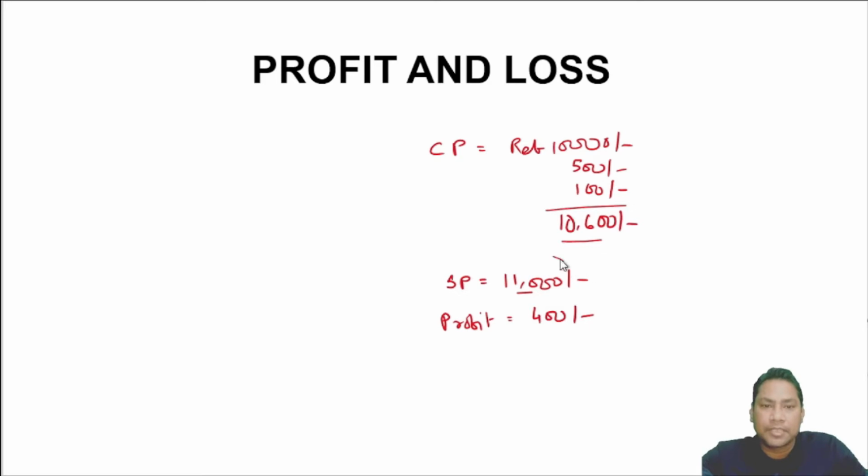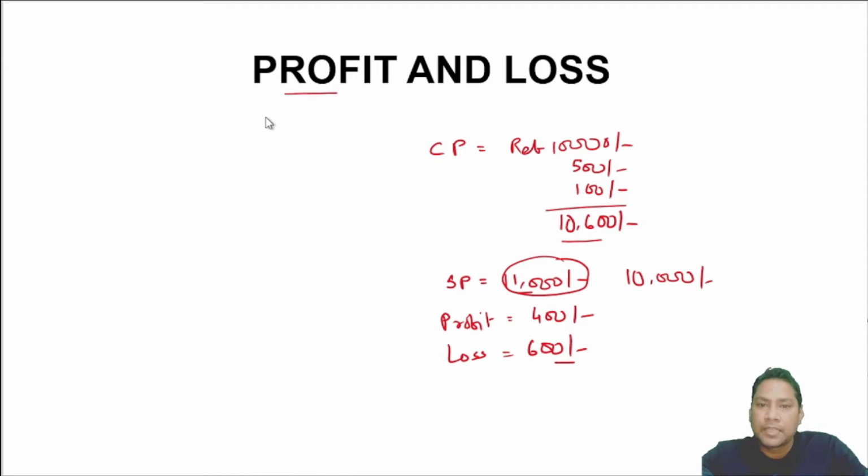Likewise, if the selling price is not 11,000 but becomes 10,000, then there will be a loss, and the amount of loss will be 10,600 minus 10,000, that is 600 rupees. Now we understand profit and loss. Now let us know what profit is and what loss is.